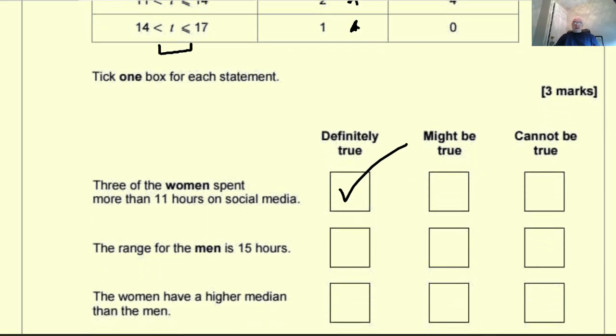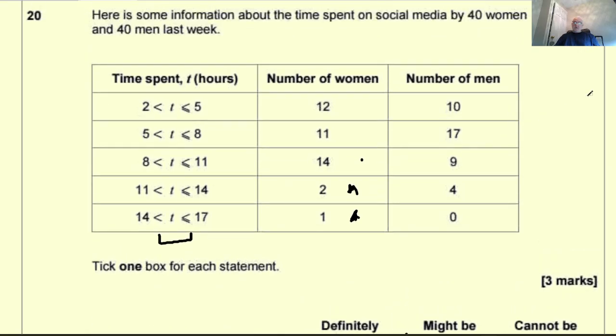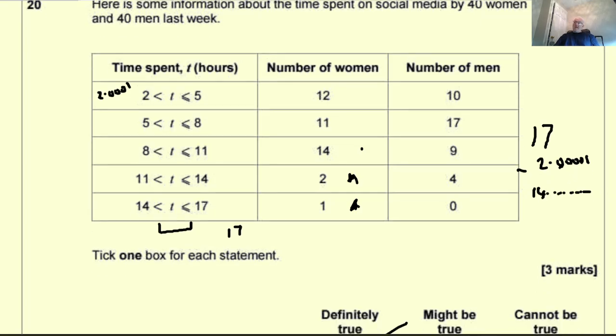Second one, the range of the men is 15 hours. So the range of the men goes from bigger than 2, so it could be 2.0001, all the way up to 17. Now the difference between 17 and 2.0000, it could go on forever, 1, is slightly under 15. Take them away from each other, it is going to give me 14.9999999.